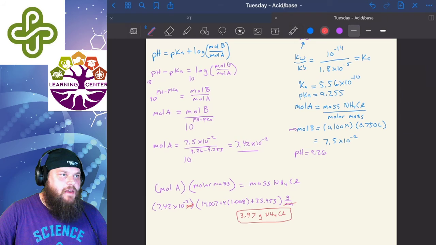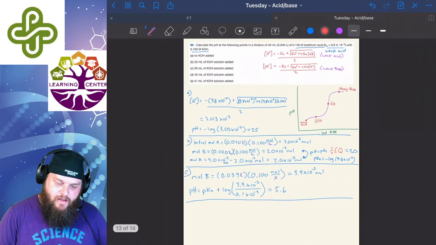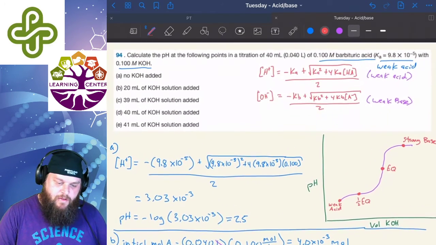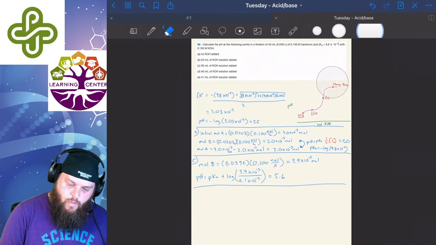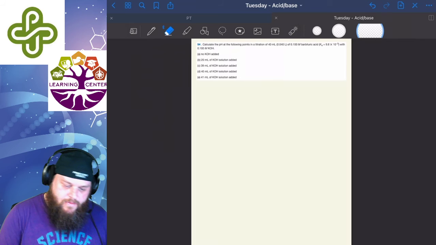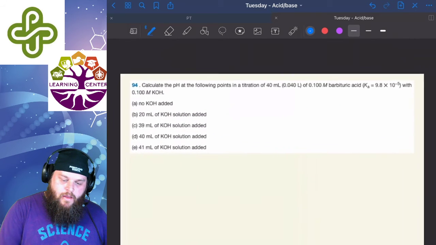So I'm going to jump ahead to number 94, which will be the last one I do today, which is a titration problem. I want to make sure I got to this. I didn't erase it. That was all my work from before. Now to redo all that.